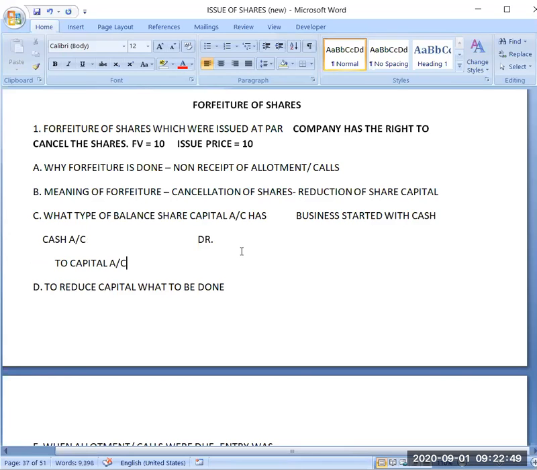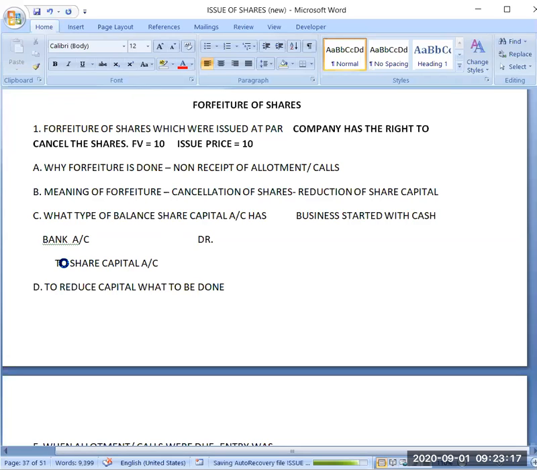Now, according to this journal entry, can you tell me, the same entry we are doing in companies also? What type of balance will the share capital account have? Instead of cash, in this chapter it will come bank, because a company will always accept payment through cheques. And instead of capital, it will come here share capital account. Now can you tell me the type of balance?